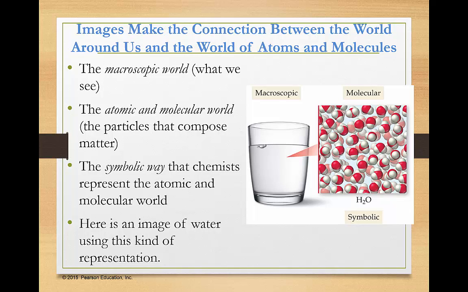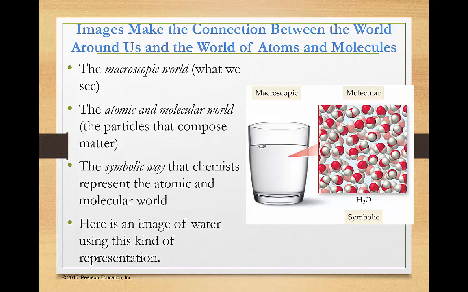So we're going to use images to try to make a connection between what we see around us and what is going on at the microscopic level in the world of atoms and molecules. So the macroscopic world is what we can see with our eyes without using microscopes, or in the case of atoms and molecules, we have to go even further to be able to see anything. The atomic and molecular world is going to be composed of these particles that we're talking about. So we have to be careful in the way we symbolize the atomic and molecular world.